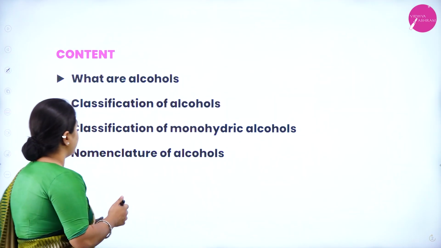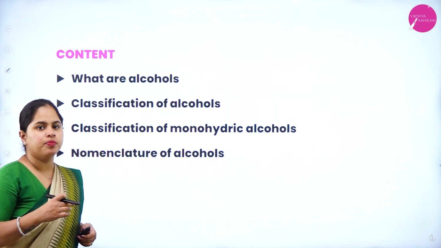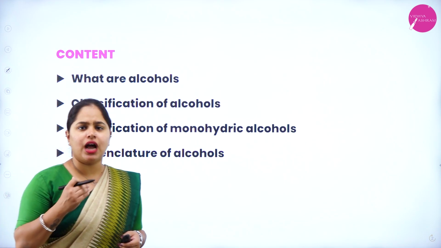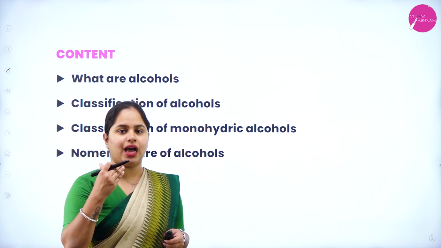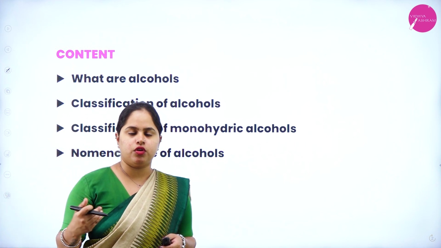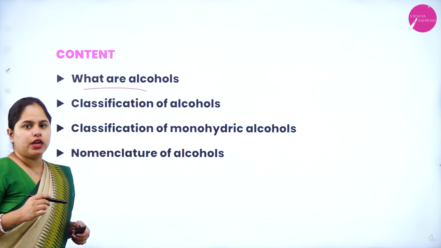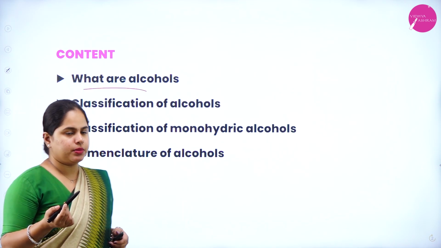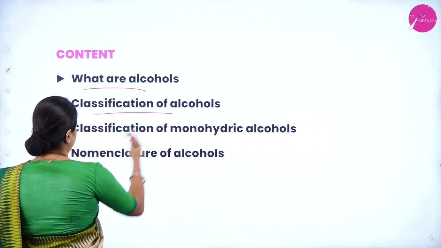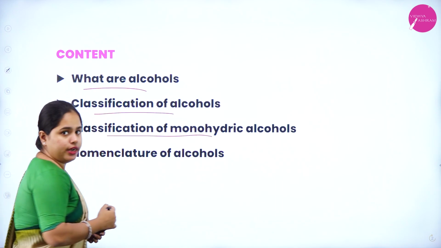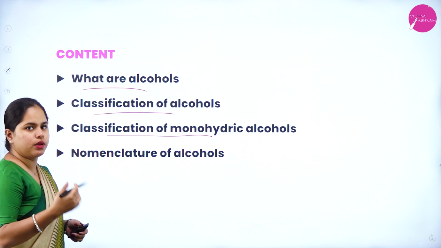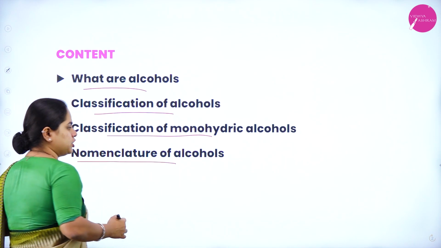In today's session, we are going to start with alcohols, right? The chapter has alcohols, phenols and ethers. We'll complete alcohols first, then we'll move on to phenols, then ethers. So what are alcohols? An introduction to alcohols we'll be studying. After that, classification of alcohols, classification of monohydric alcohols. We'll be discussing what monohydric alcohols are, as well as the nomenclature of alcohols.